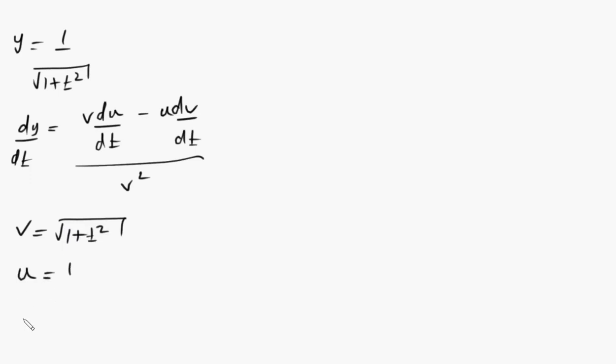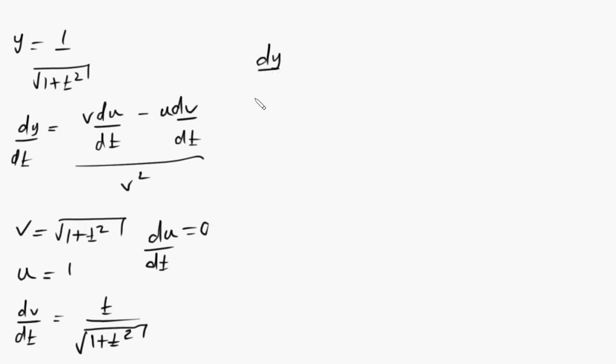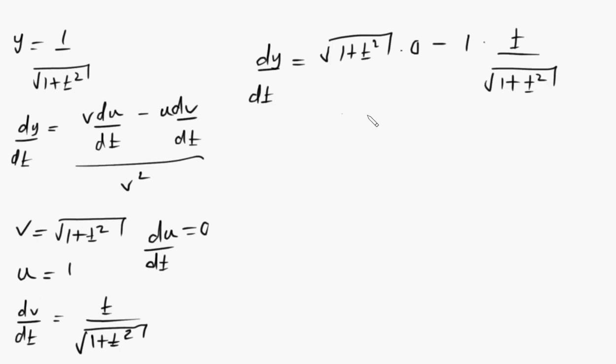I already did this, and my dv dt was just t over the square root of 1 plus t squared, while my du dt was just 0. So dy dt, by using this quotient rule, is just going to be equal to v. V is this one, 1 plus t squared times 0 minus, du dt is 0, minus u is just 1 times t over the square root of 1 plus t squared, all of this over v.